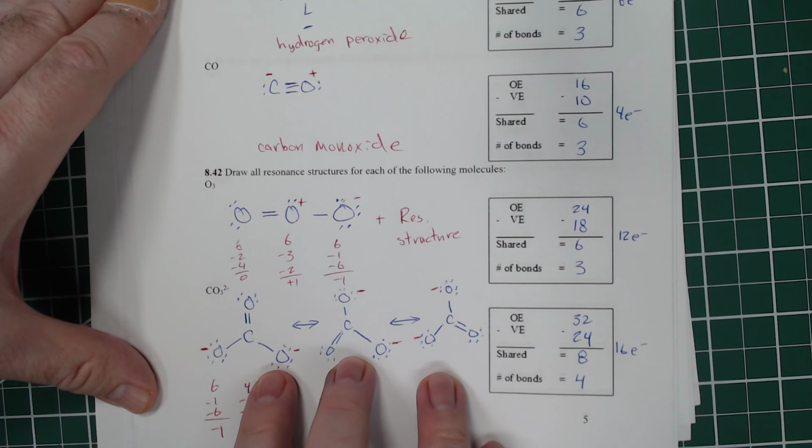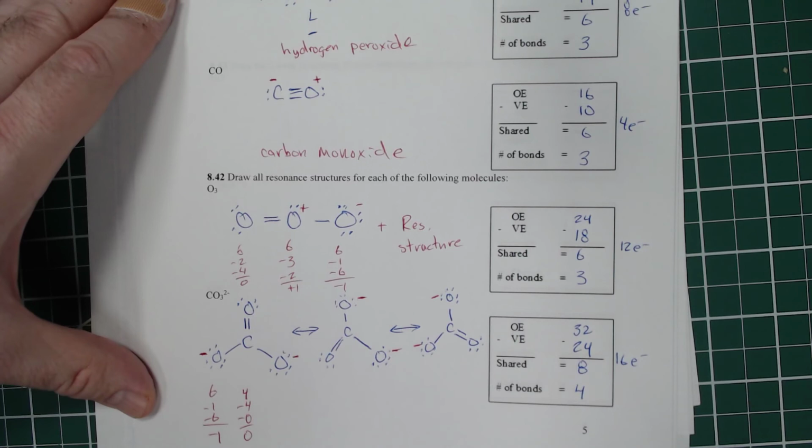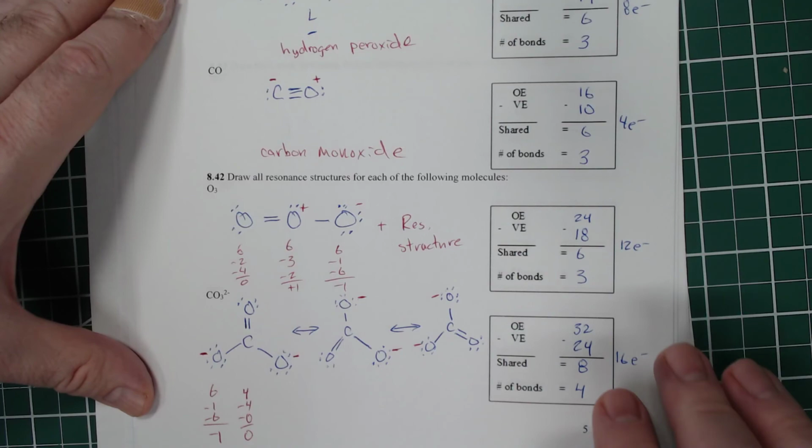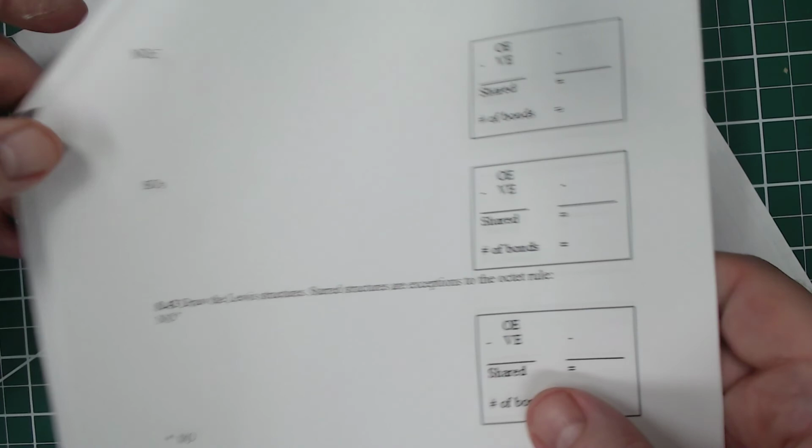You'll have to know how many resonance structures there are. And often it's just if you have a double bond, how many different places can you move the double bond? That's how many total structures you're going to have. Okay, so here we've got nitrite.